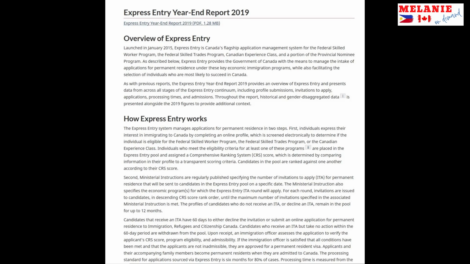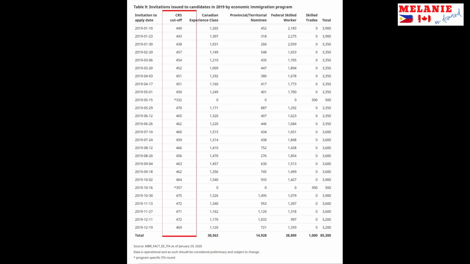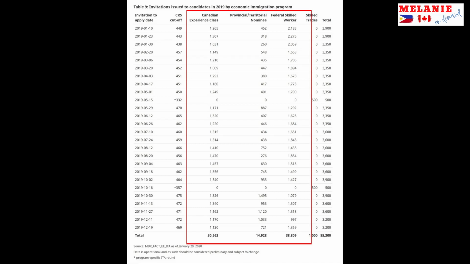If we look at the Express Entry year-end report for 2019, those applicants with CRS scores of about 450 to 480 received ITA or invitation to apply. There are some odd scores here, around 300s. These draws were specific for skilled trades EE program only. If you are a foreigner with no work experience in Canada and your job NOC code doesn't belong to the trades, you are not qualified in this EE program. Instead, focus on FSW, PNP, and CEC.